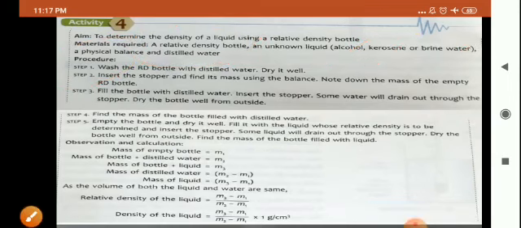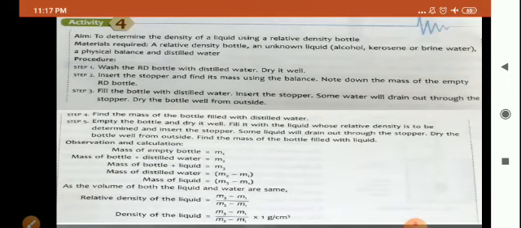One more thing, children: this activity is very important because with the help of this activity, your concept of numericals will also get clear. So kindly pay attention when you are going through this activity.